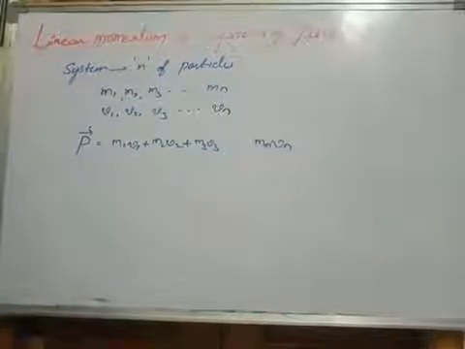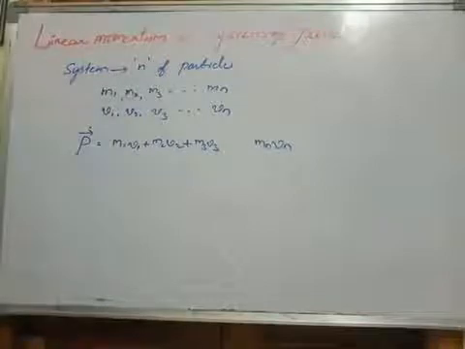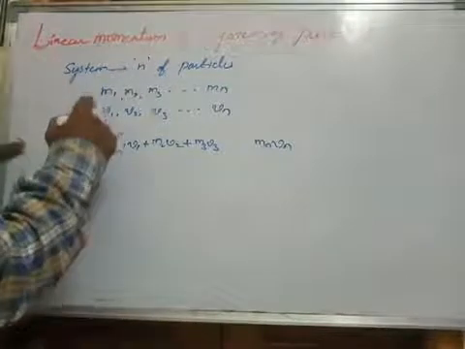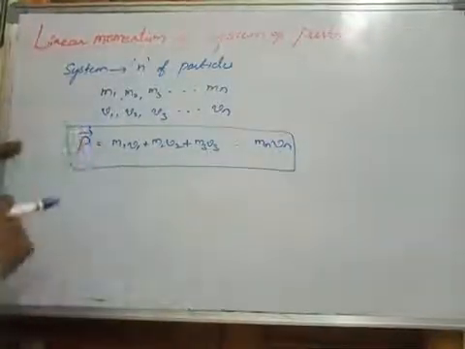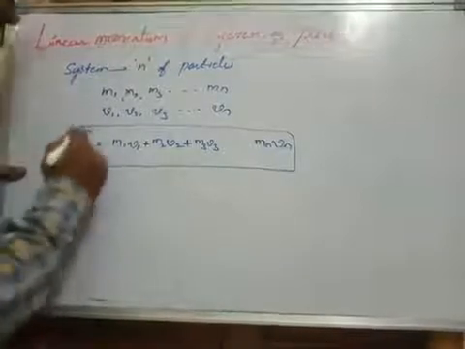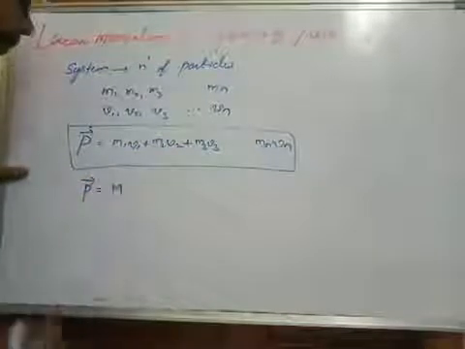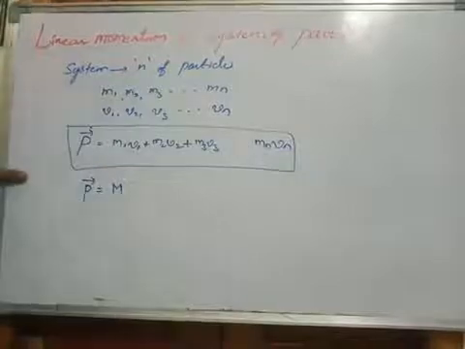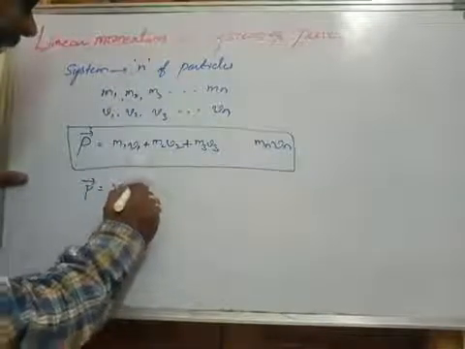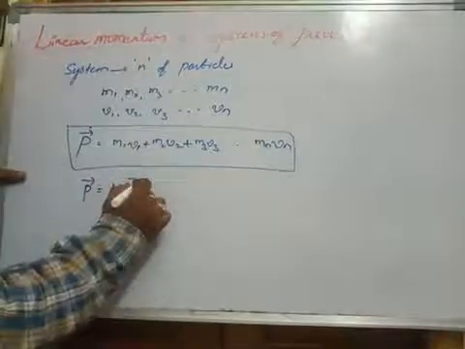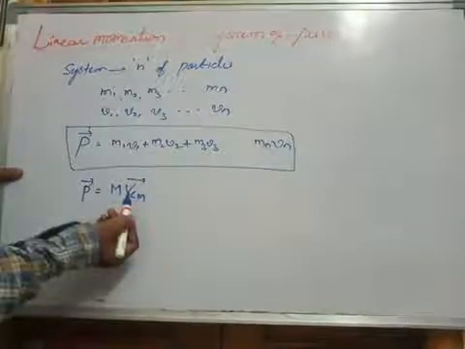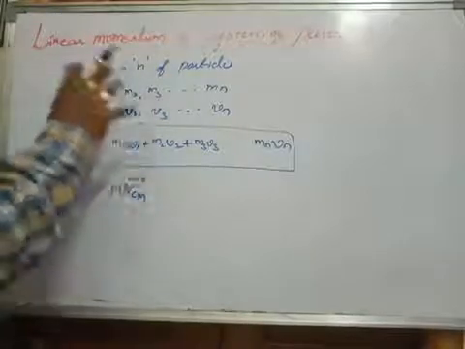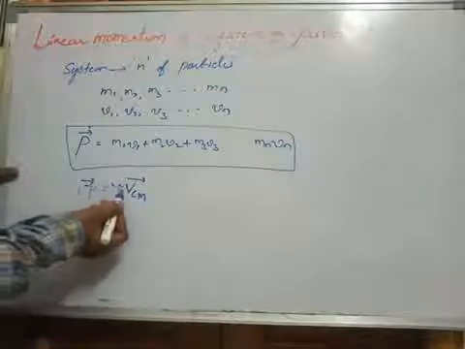But as we know, according to the law of center of mass, the total linear momentum of the system is equal to the linear momentum of the center of mass of the system. In that case, we write P bar equal to capital M, the mass of the system, times the velocity of the center of mass, VCM. So P bar is equal to M into VCM bar.